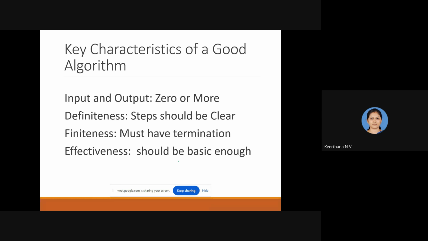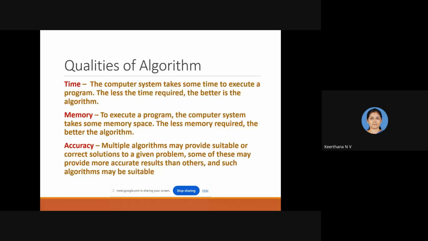And definiteness: your steps should be very clear. Finiteness means only a countable number of steps should be present. Effectiveness means you have to write it in basic English, natural language, in your algorithm. So these are the qualities of an algorithm based on three parameters: time, memory, and accuracy.